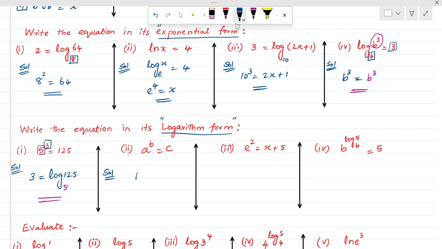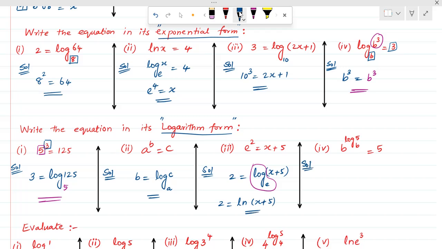Similarly, here I can write the power b equals log c base c. Now here I will write the power first, then log x plus 5 base e. Since it is log base e, how will you write it? I will write it as ln x plus 5. That's it.